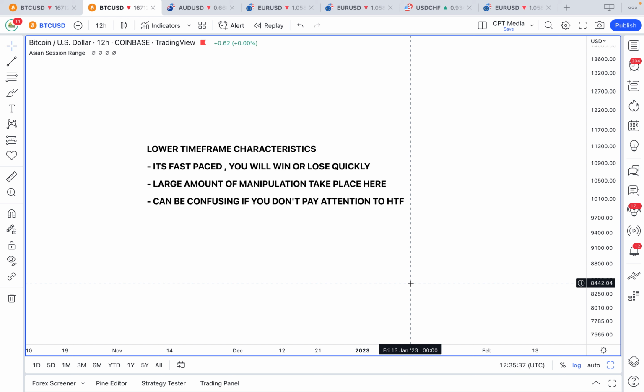And thirdly, lower time frames can very likely be confusing, in particular when you don't pay attention to higher time frame narratives. If you don't look at the high time frame, the daily, the 4 hour, the 1 hour, etc., you can very much get lost on the lower time frame. This is something I see a lot of new traders get confused about. They focus on the lower time frames instead of the higher time frames, and they get lost and take a lot of trades.